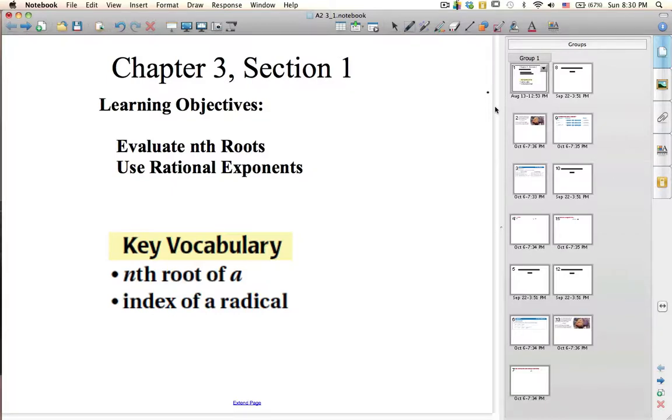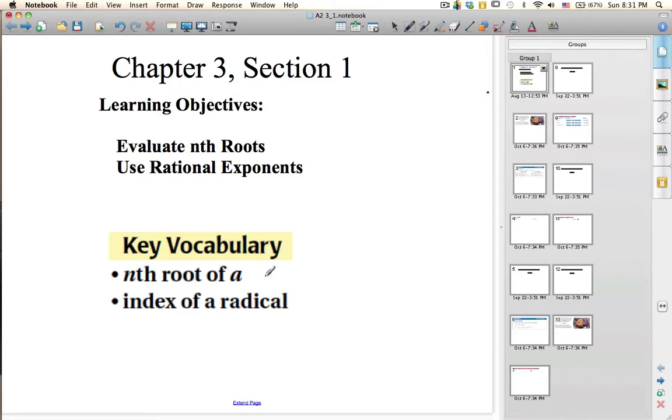In Chapter 3, we're going to continue to work with this idea of exponents. So we've been working with different polynomials that are at different degrees, which involves the variable being at different powers. Now we're going to work a little bit with exponents. The learning objectives for this, the key elements you need to learn, are how do you evaluate nth roots and how do you use rational exponents.